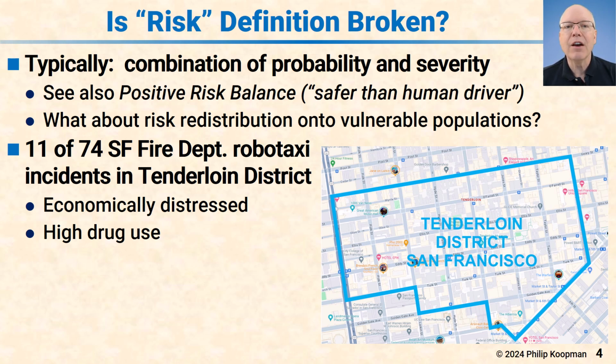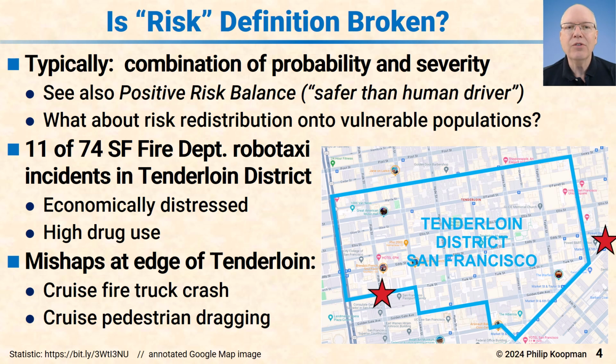In San Francisco, there's a neighborhood called the Tenderloin District, which is well known to be economically distressed and has high drug use, and likely related to that has a very high rate of emergency response activity. And so what we've seen is 11 of 74 incidents reported by the San Francisco Fire Department with robotaxis interfering with operations have occurred in this area, which is a very small part of San Francisco.